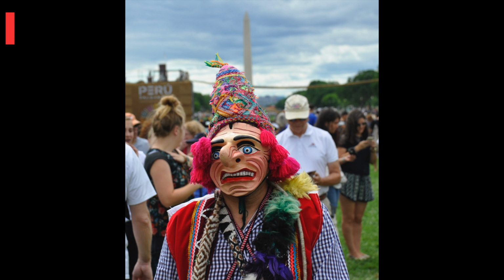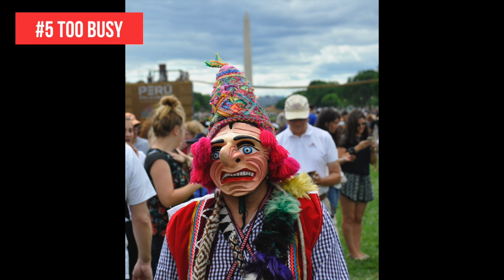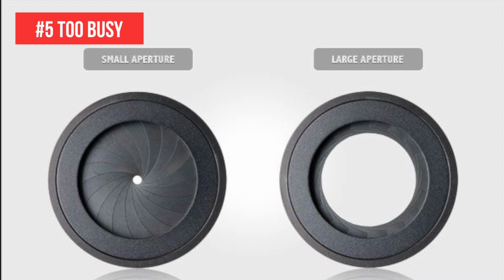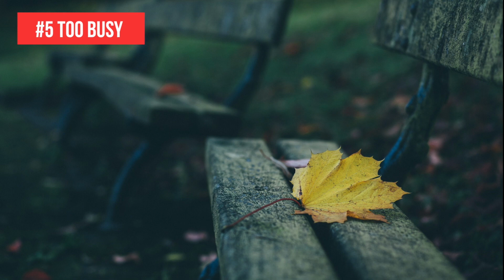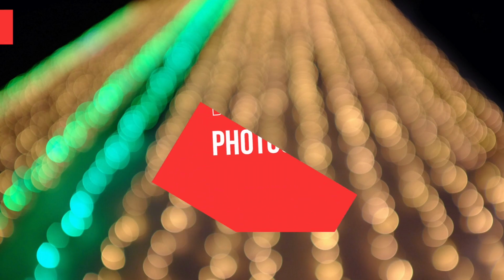When you're taking shots, try to avoid too many distractions. Having your subject with too much crap going on around them makes it extremely hard for your viewers to know what they need to be focusing on. Shooting with a bigger aperture can really help isolate your subject and blur out things in the frame that just aren't all that important.